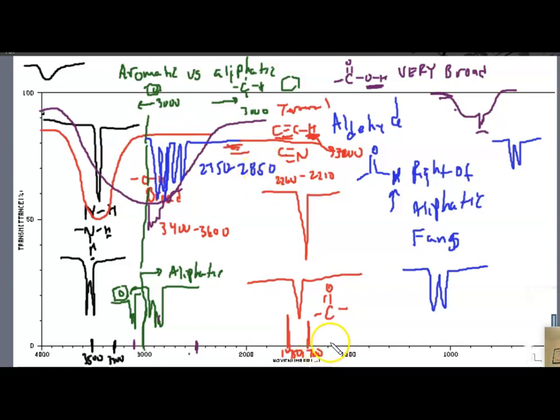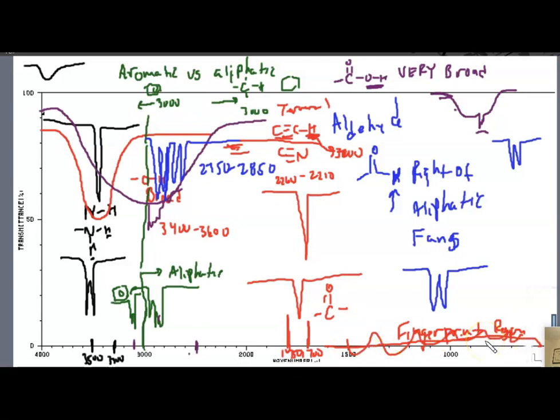Anything lower than this is called the fingerprint region, and we are not going to analyze this. I don't even know how to analyze it. People don't really learn how to do this anymore because NMR will give you more information. So anything in here, we are basically going to ignore.